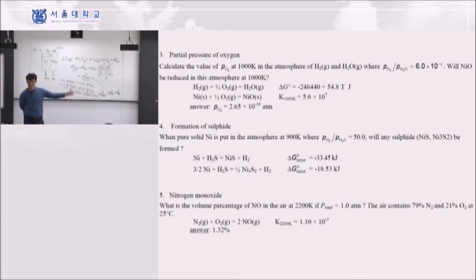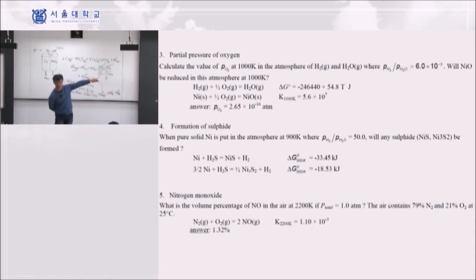At equilibrium for this gas phase between H2 and H2O, delta G of reaction equals 0. So delta G naught of that chemical reaction equals minus RT ln of the partial pressure of H2O over the partial pressure of H2 and PO2 in root. And you know the pH2O over pH2 ratio is 6.0 times 10 to the minus 3. So if you enter that, the only missing variable is PO2, so you can get the PO2. It's very simple mathematics, yeah? And then once you know that PO2, now for the second one, nickel plus oxygen become nickel oxide.